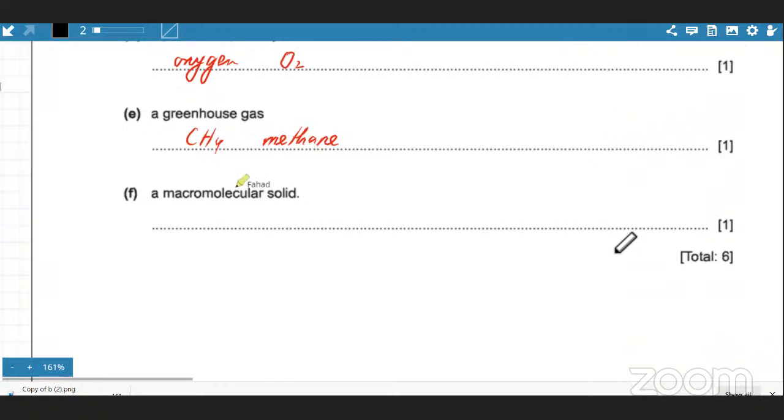SiO2 is a macromolecular or giant structure. This is basically your sand. So silicon(IV) oxide.